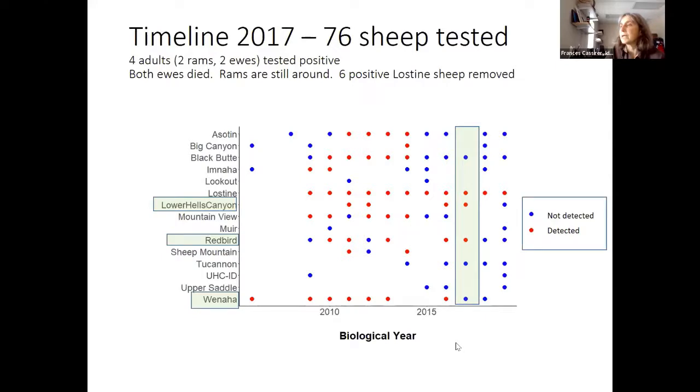Then the next year we had 2 rams in Redbird and 2 ewes in Lower Hells Canyon that were positive. We were going to retest both of the ewes in the Lower Hells Canyon, but both of them died before we could retest them. And the rams, consistent with our hypothesis, we just left in the population. And we did remove 6 sheep from the Lostine that were carriers.